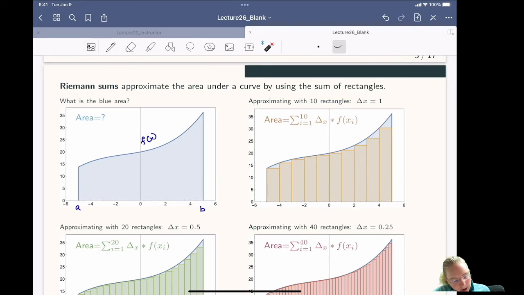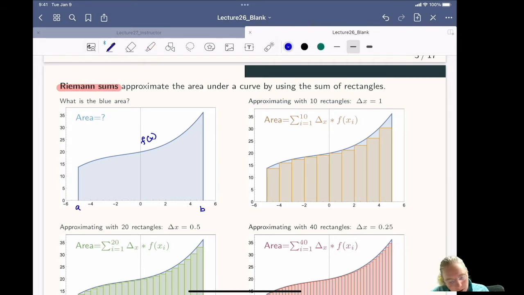Well, the first way we can do it is we can divide that area up into rectangles, and we can sum all those rectangles together because we know how to find the area of a rectangle. So if we sum a whole bunch of rectangles together, we'll get an approximate area for the area under this curve, and that sum is called a Riemann sum. So this is a special type of sum called a Riemann sum.